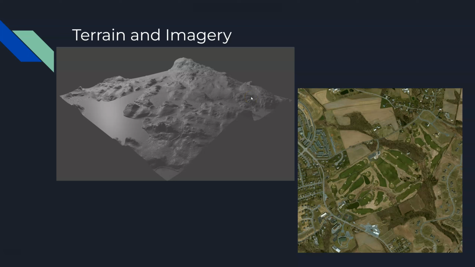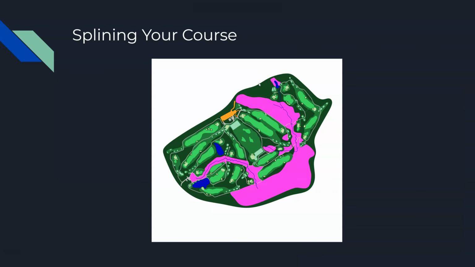Okay, so understand that we need some terrain, which is going to come from LiDAR, and we're going to need some imagery, and we're going to need to overlay those on each other, and that's what we call a satellite overlay on top of our terrain so they can see how our course relates to our terrain. So once we have that terrain and imagery, what we're going to do is what we call splining.